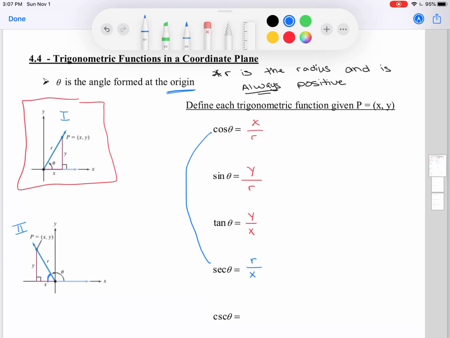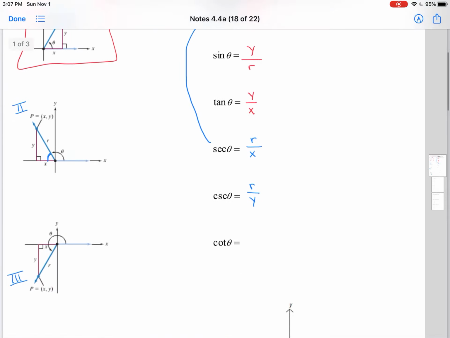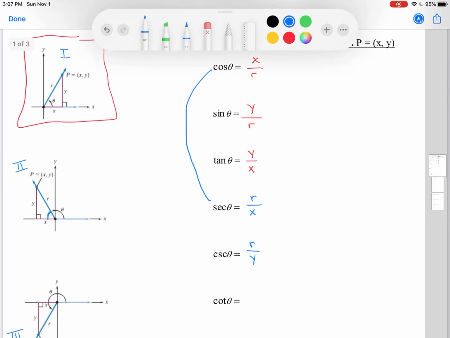Tangent is opposite over adjacent. Secant is going to be the reverse of cosine. Remember, these go hand in hand, so it's now going to become r over x. Cosecant will become r over y. And last but not least, cotangent will be x divided by y.